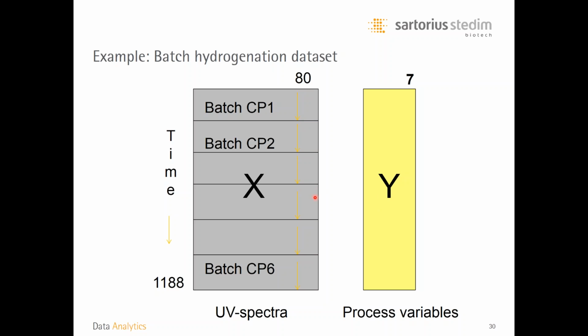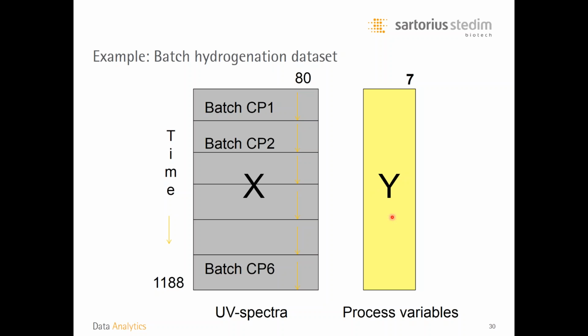And the expectation is that the measured spectral data will very closely follow the progression of the conversion reaction. They will be very indicative of the chemistry, we can say. And the question is how indicative the process variables will be of the progression of the reaction, how indicative they are of the chemistry that is taking place.